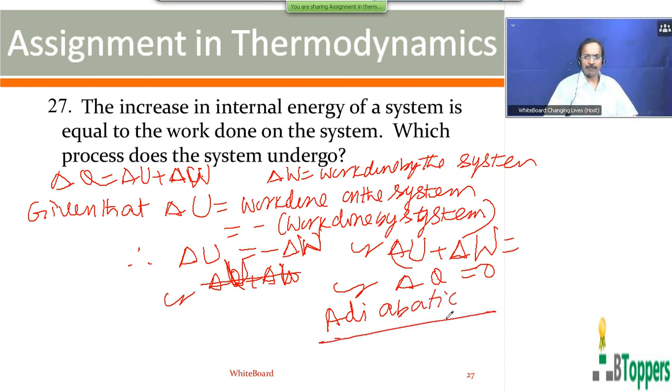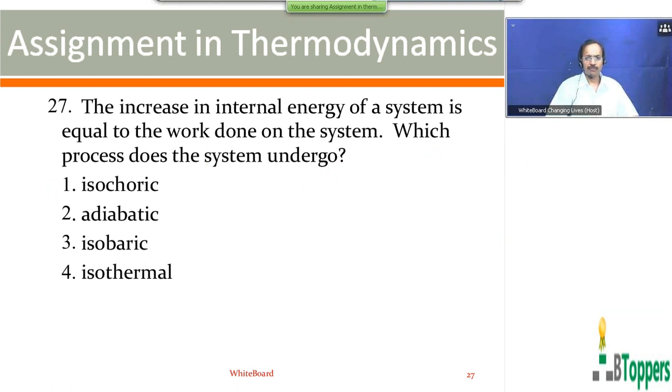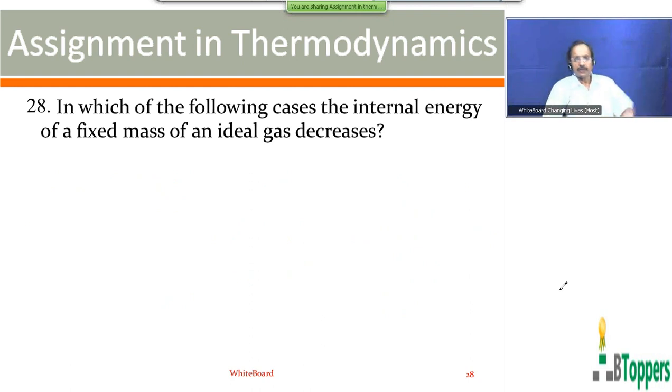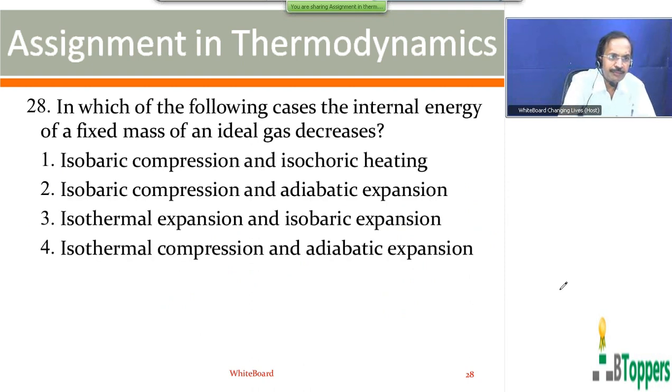Want to copy the working? You can take a pause and copy the working. So for question number 27, which I just discussed, the second option will be the answer. Question number 28. Which of the following cases is the internal energy of a fixed mass of an ideal gas decreasing? We are given 4 options. The first option is isobaric compression, then isochoric heating. Let us analyze each option.